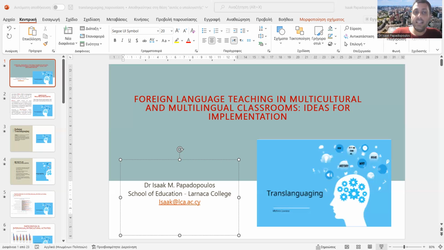But let's see now what we can see about translanguaging and how they feel about listening to other languages at school. Because the Greek schools are multicultural, multilingual schools. The same goes for Cyprus as well, because Cyprus is a super multilingual and multicultural country.